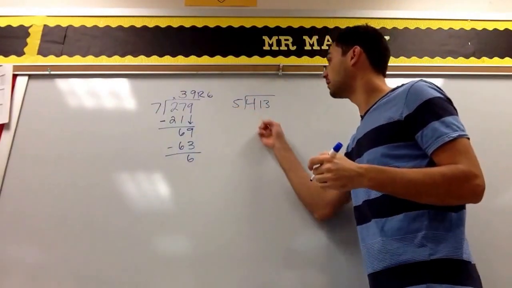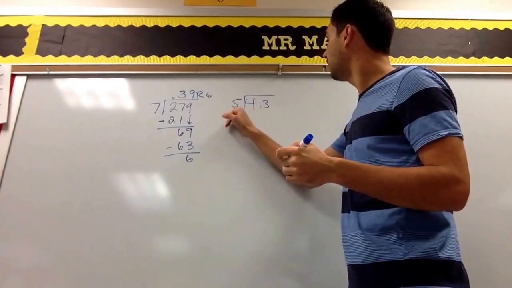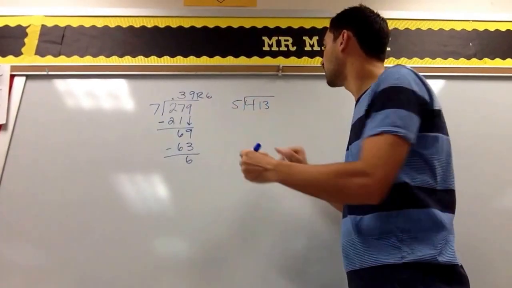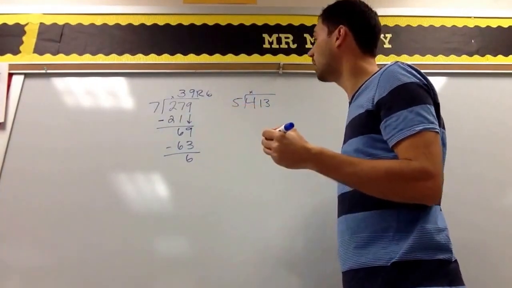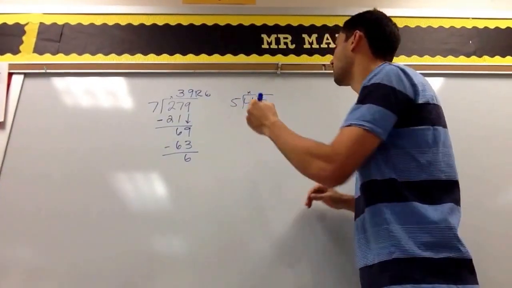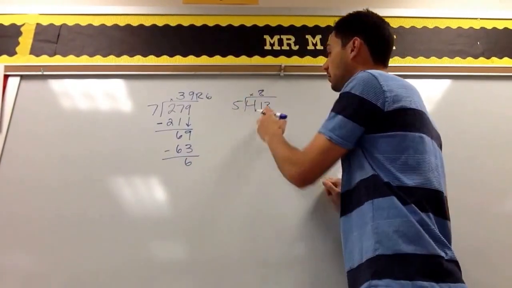Okay? Same thing over here. 5. Can it go into 4? No, so above the 4 I'm going to put an X. Can 5 go into 41? Yes. Well, how many times? Well, it can go 8 times. And I'm going to write that 8 right above the 1. That's right where I'm working with.